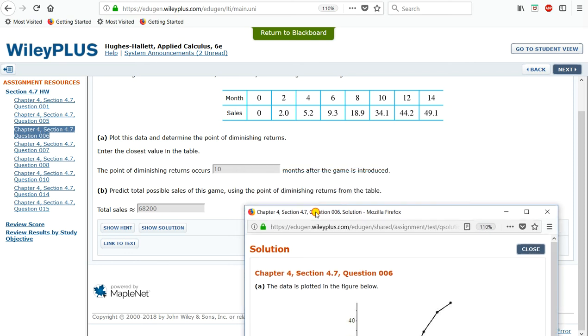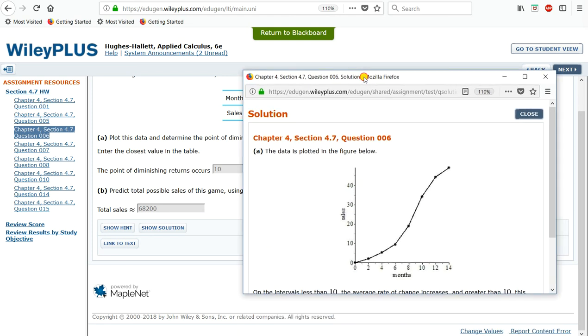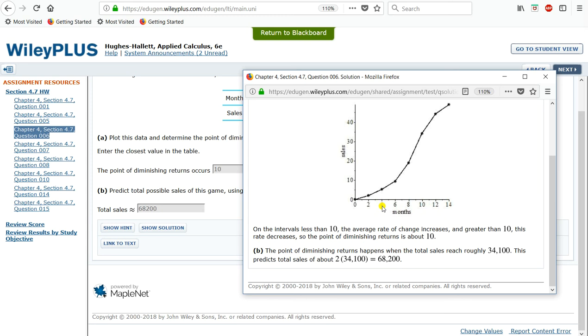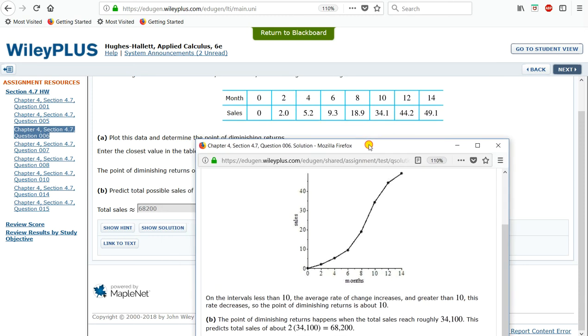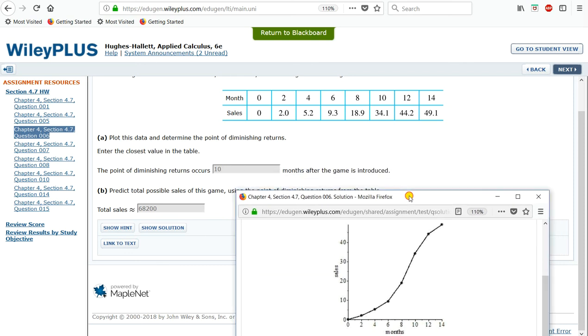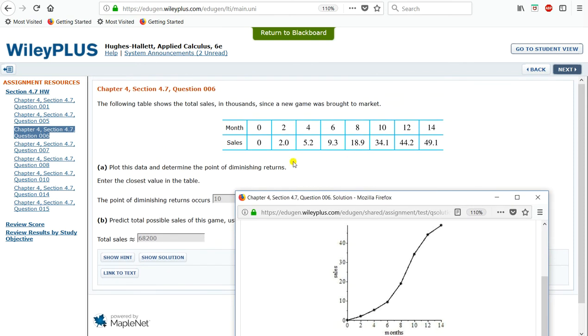The point of diminishing returns, or the inflection point: you are looking for the point where the sales is growing fastest. So how do I get that? We know that when the total sales reach roughly 34,100, which we can find from here, this is in thousands. So 2 here is 2,000, and 5.2 here is 5,200. So this number is in thousands.